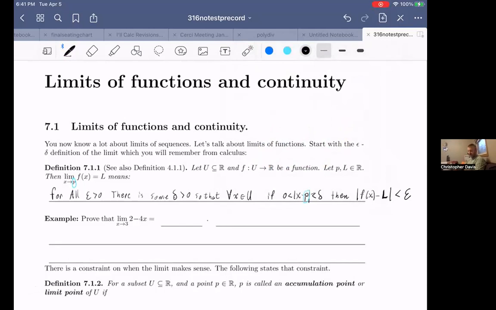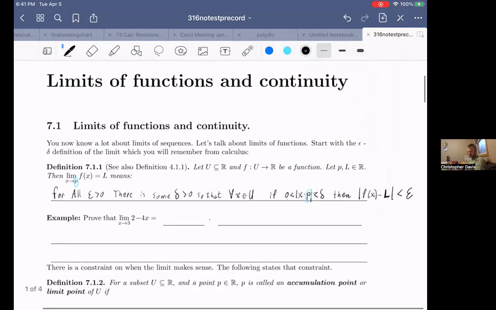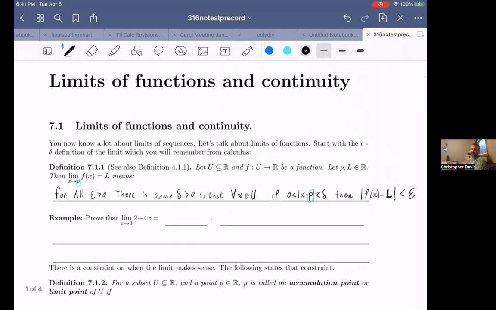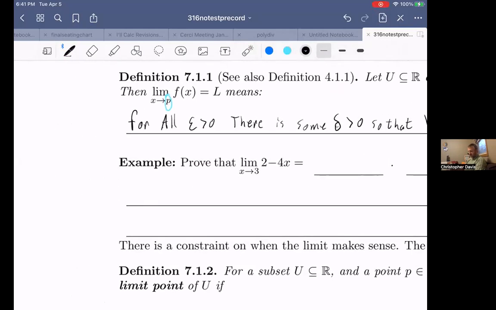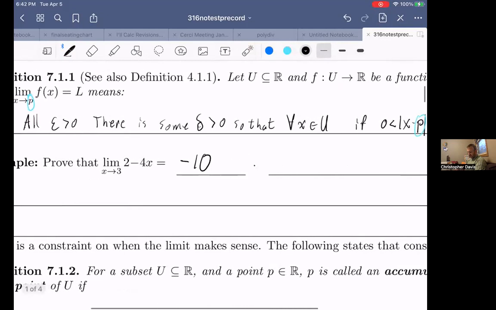Let's prove that the limit of 2 minus 4x as x approaches 3 is the thing that you think it is. And take a moment, look back in your Calc 1 brain. What do you think this should be? Well, there's this philosophy that if you have a reasonable function, a continuous function, you should be able to just plug in 3. Or you say, well, that should be like 2 minus 4 times 3. Gosh, that's 2 minus 12 is negative 10. There's what I think the limit should be. Let's try to prove that.